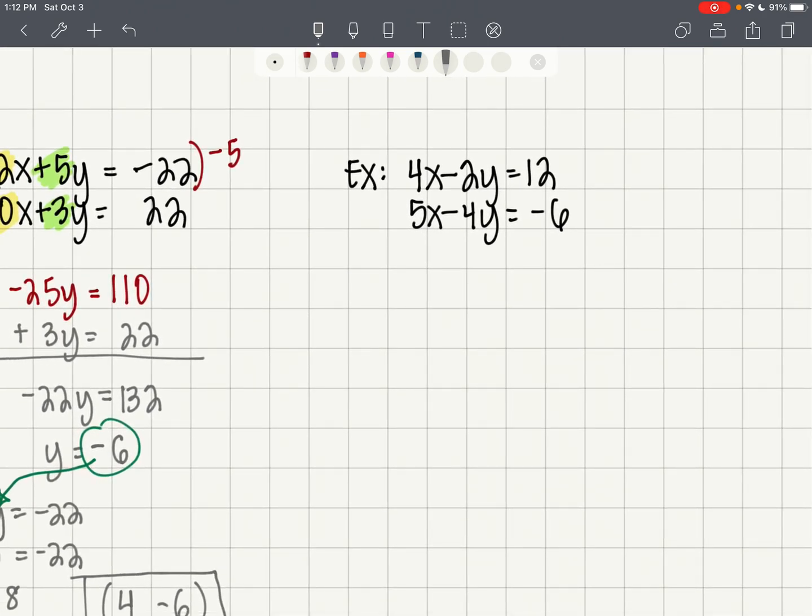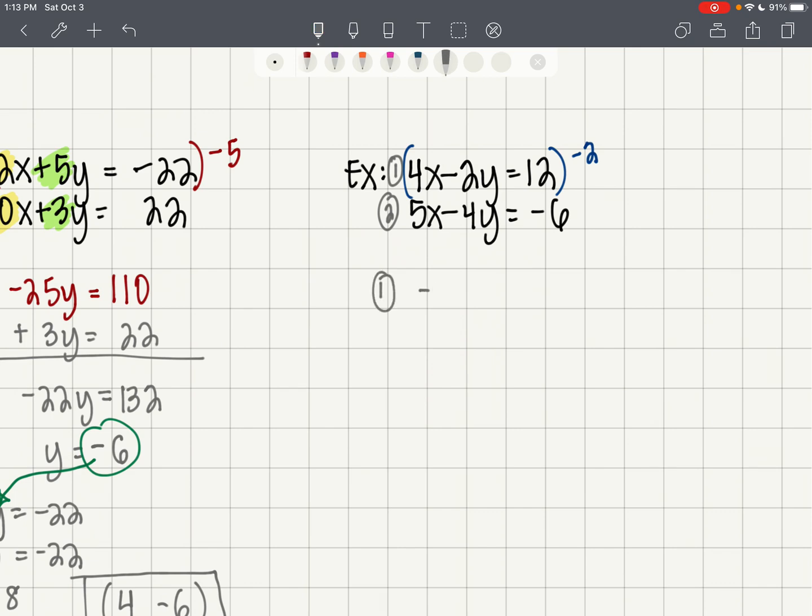Now here's another example. 4x minus 2y equals 12. 5x minus 4y equals negative 6. I have equation 1 and equation 2. If I want to eliminate the x's, I'd have to do some pretty creative multiplying. If I want to eliminate the y's, I can see a little bit more easily that I can multiply the first equation by a negative 2 so that I have additive inverses for the coefficients of y.